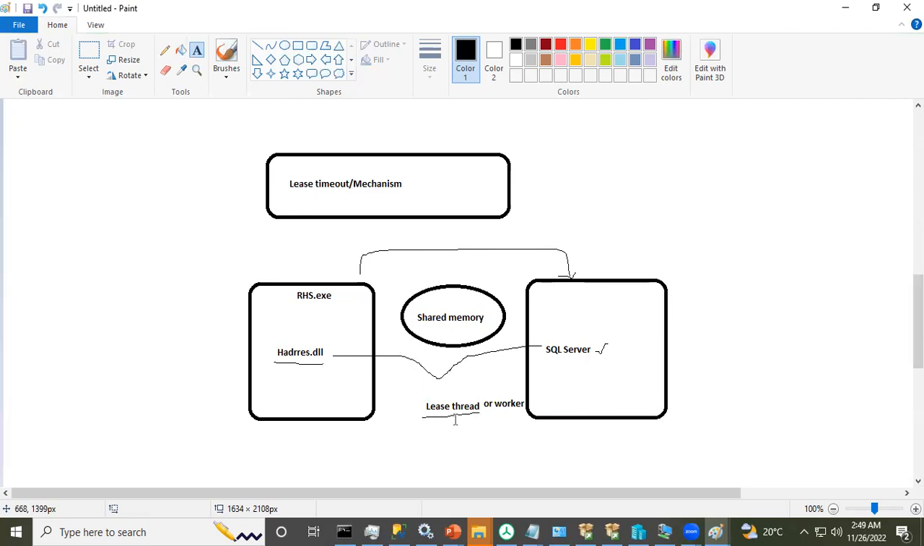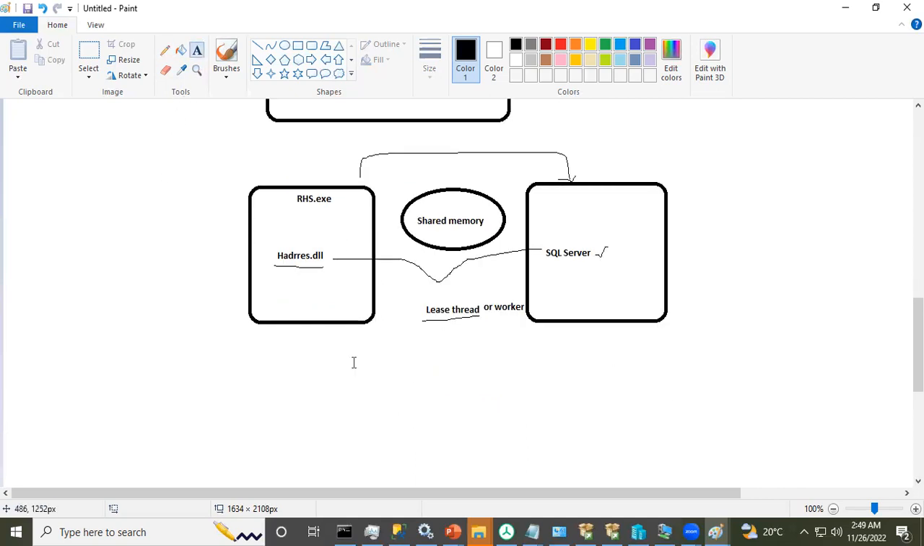The lease thread or lease worker opens a connection to the SQL Server and validates whether SQL is responding or not. If SQL is responding, then the lease is healthy. The lease will be renewed, or the resource is healthy. You can consider it that way. So if SQL is not responding, or the HADR resource.dll is not even contacting the SQL Server, right?